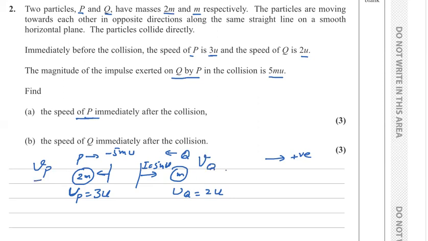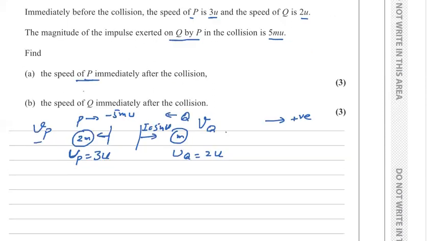To find Vp, I can use impulse. As we have to find the speed of P, I will take the impulse on P by Q. Consider this one and then we will be able to find this. It is equal to minus 5mu, because we took the positive direction of impulse as this right direction. You can take the other direction also. It doesn't matter which direction you choose as positive, but according to that you have to solve the question.